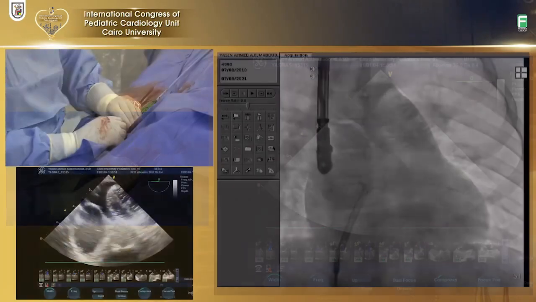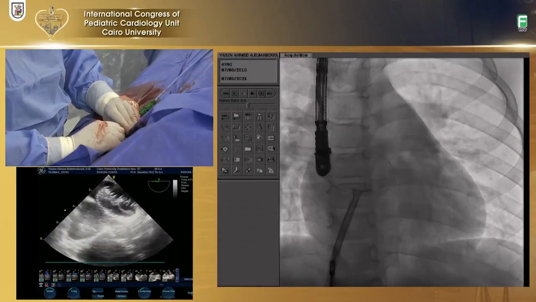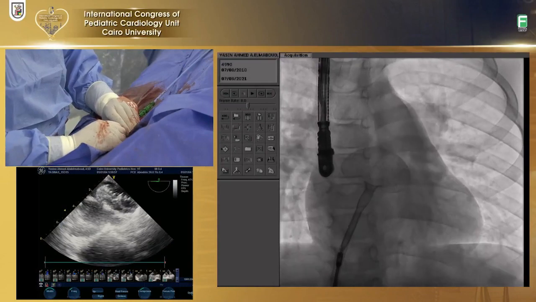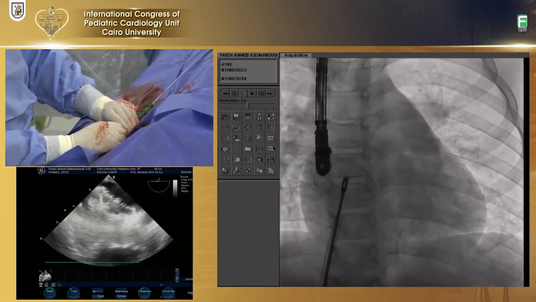Yeah, the direction looks okay. Yes, now in the septum. Direction is good. Very good direction. By looking at the plane, it's almost on the septum, so we'll start deploying posteriorly and anteriorly. Yes, very nice.